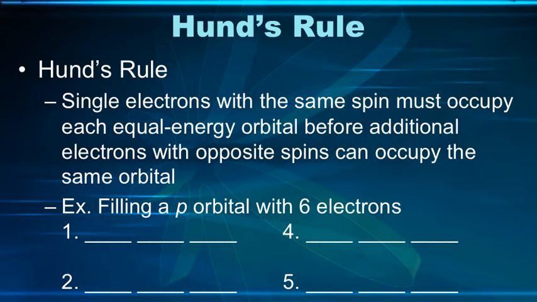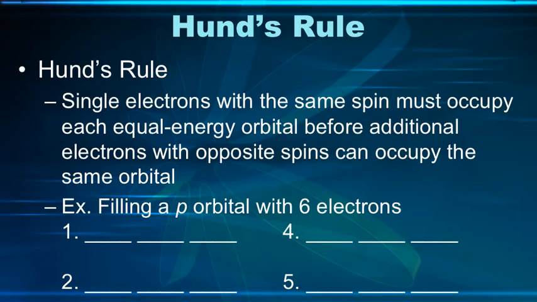All right, and the last rule here, Hund's rule, is what I was alluding to just a moment ago. Single electrons with the same spin must occupy each equal energy orbital once before an additional electron with opposite spin can occupy the same orbital. So we're going to say we're filling in p orbitals with 6 electrons. These are p orbitals, we can call them 2p, 3p, doesn't matter. There's 3 different orbitals there, and we're going to fill them in with 1, 2, 3, 4, 5, and 6 electrons.